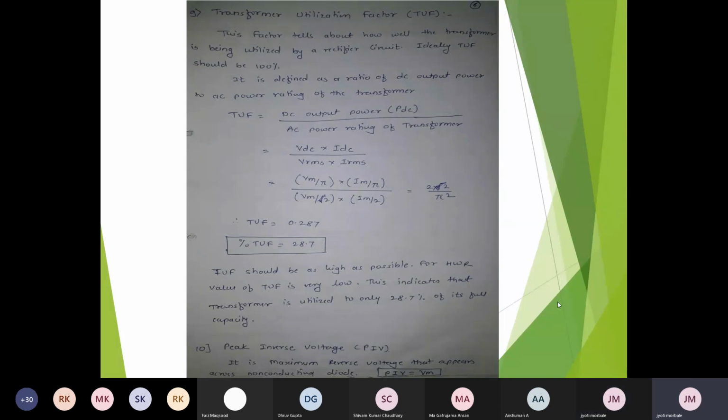ओके. Next parameter is peak inverse voltage. Now let's see what is meant by peak inverse voltage. Peak inverse voltage is actually the voltage that appears across the diode when the diode is in a reverse bias state, when the diode is in a non-conducting state. So this is the maximum reverse voltage that appears across a non-conducting diode. For example, सपोज पॉजिटिव हाफ साइकिल के लिए डायोड फॉरवर्ड बायस में इट एक्ट्स एज अ क्लोज स्विच, करंट फ्लो हो गया.